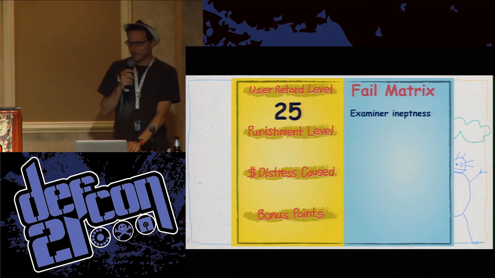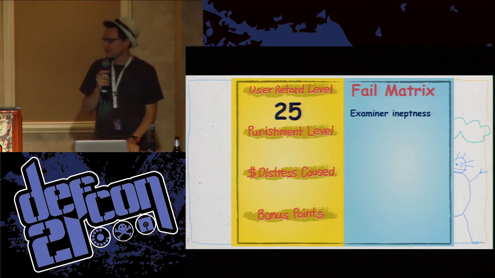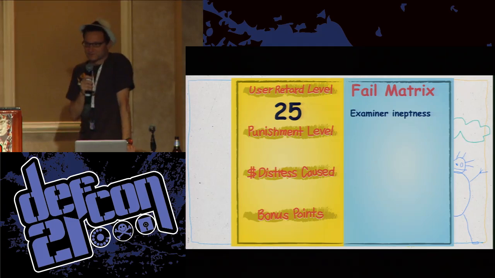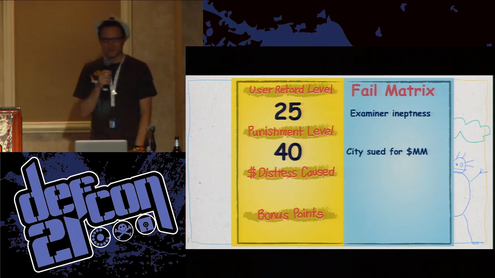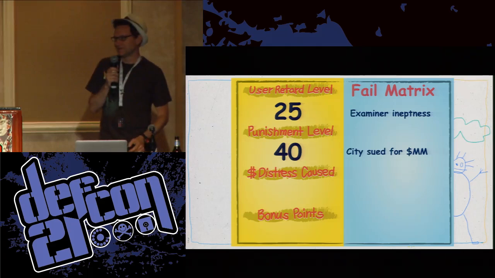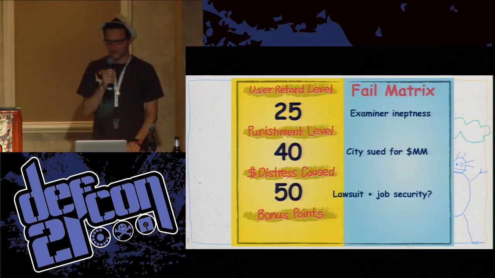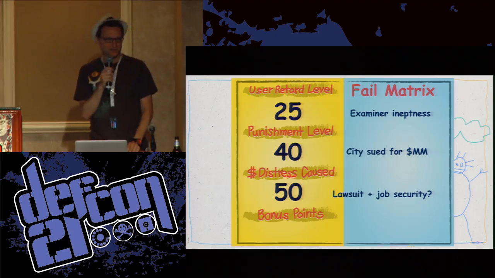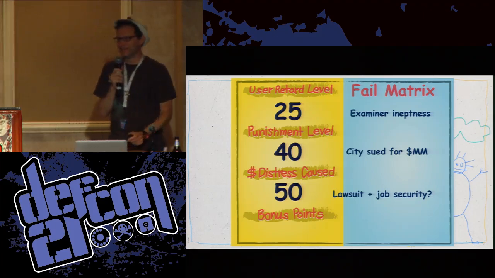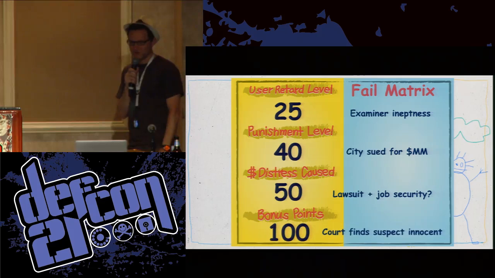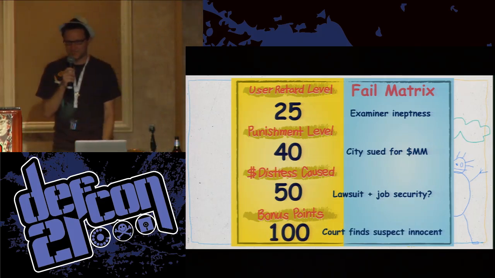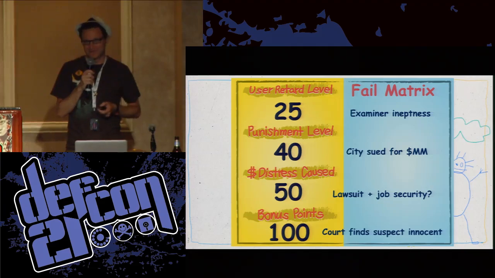Remember, the maximum you can get is 20 in any category. However, I've decided to break the rules a little bit for this one. For examiner ineptness, he gets 5 bonus points built in right there. Oh yeah, the guy sued the city for millions of dollars. There might be a job security issue for somebody in this case. I don't think that examiner is going to have a job much longer. And 100 bonus points because the court finds the suspect innocent. So, factually innocent.